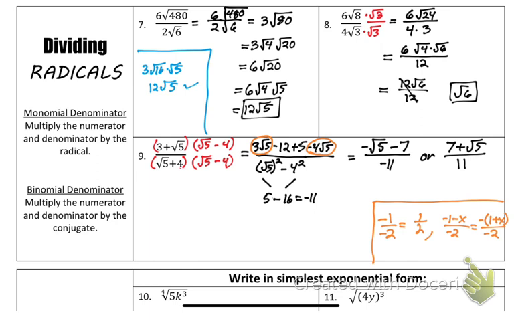All right, that is dividing by radicals, the three big cases. Either they go in evenly and you can simplify, you can multiply by your square root, or you might have to multiply by a conjugate.